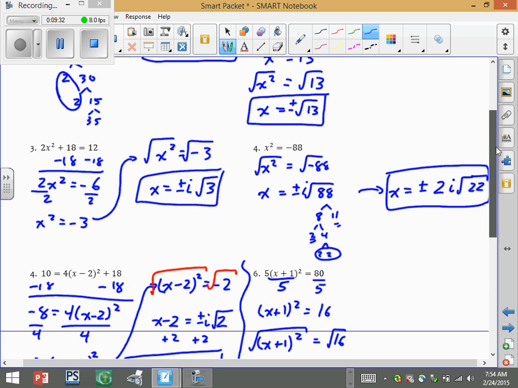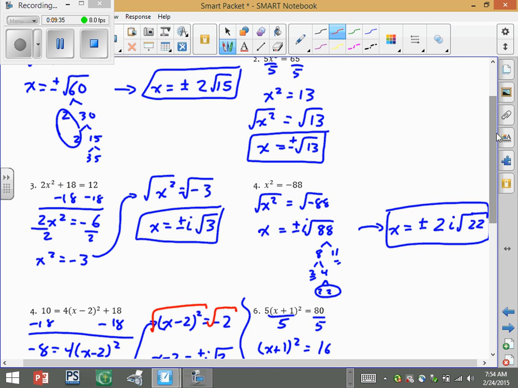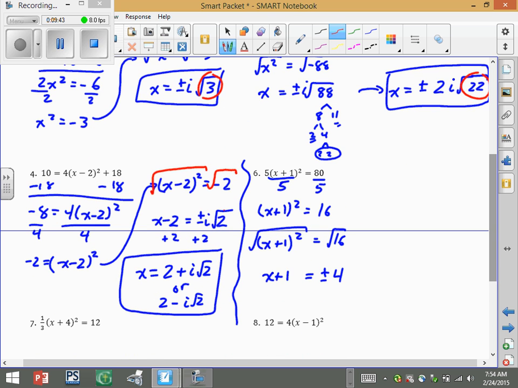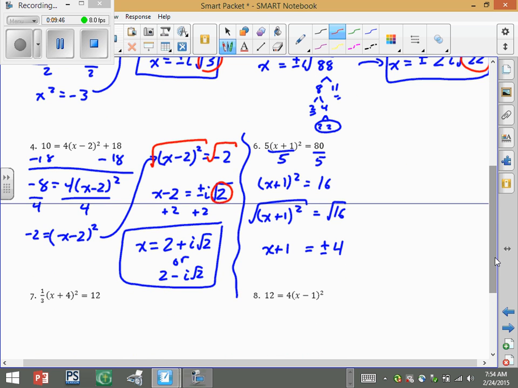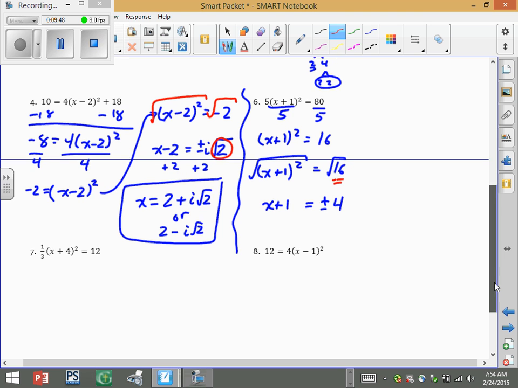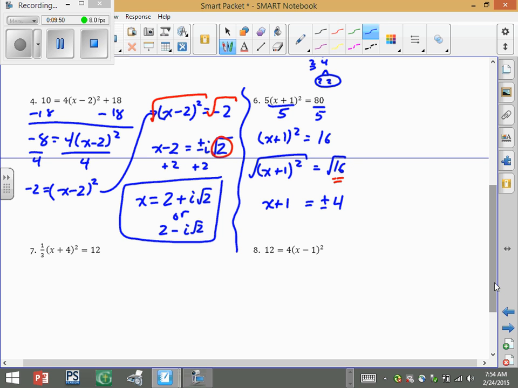So far on this page, if you look back, we've had root 60. We could pull some stuff out, but there's still something left. We've had root 13, can't simplify. Root 3, can't simplify. Root 22, can't simplify. Root 2, can't simplify. But here we've got square root of 16. We can simplify that to 4. So we have plus or minus 4.